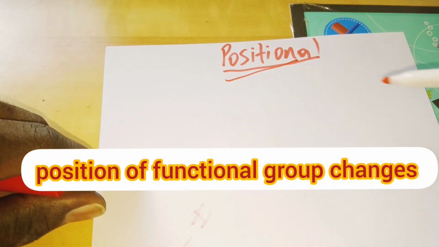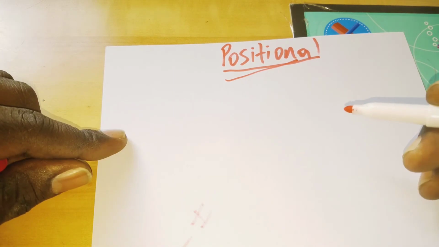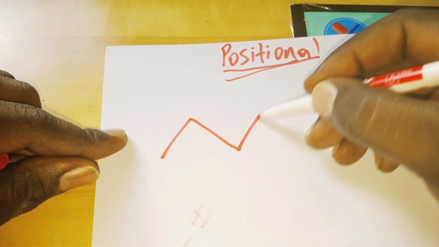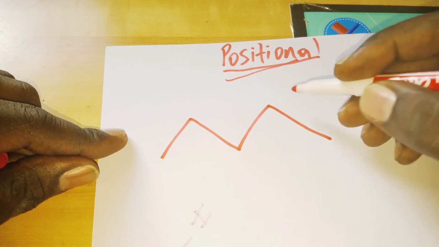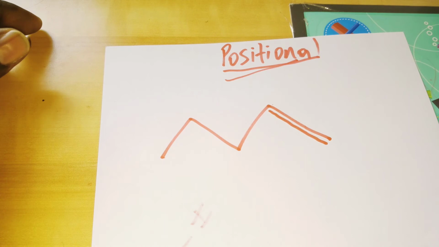All right, so in this one now, we're going to look at the positional isomers. So remember, isomers have the same molecular formula. I can't say that enough. With this now, the position of the functional group changes, and I'm just going to show you that now. So I'm going to use the skeletal formula. Here we have pentene. 1, 2, 3, 4, 5. So there you have pentene.